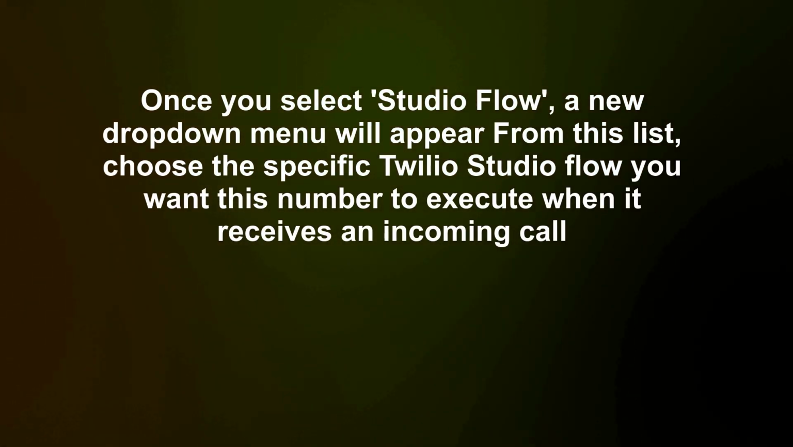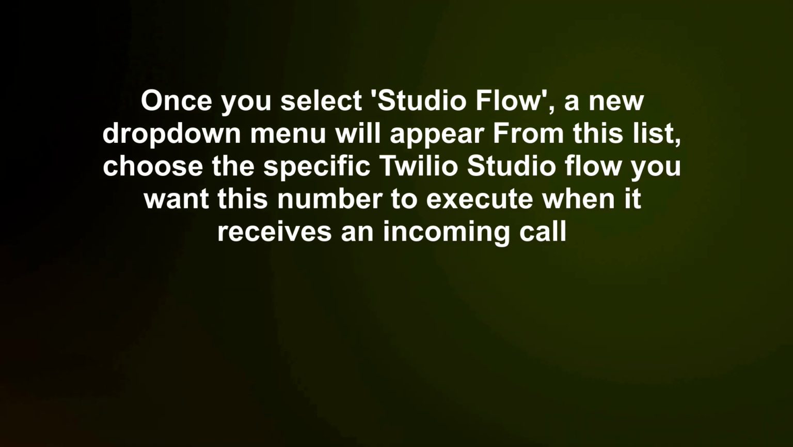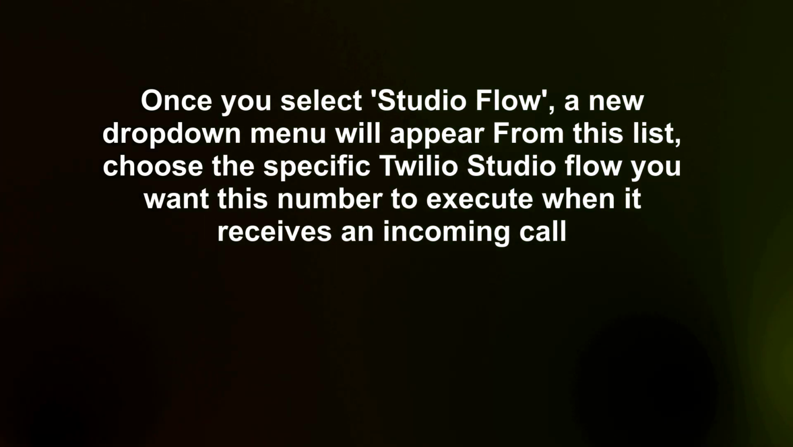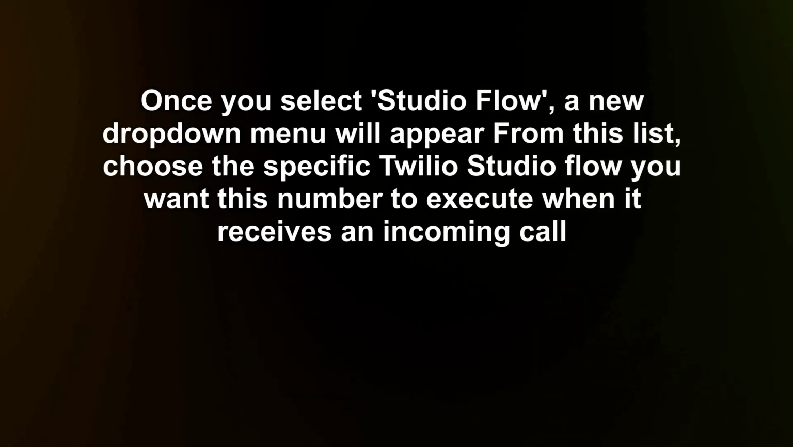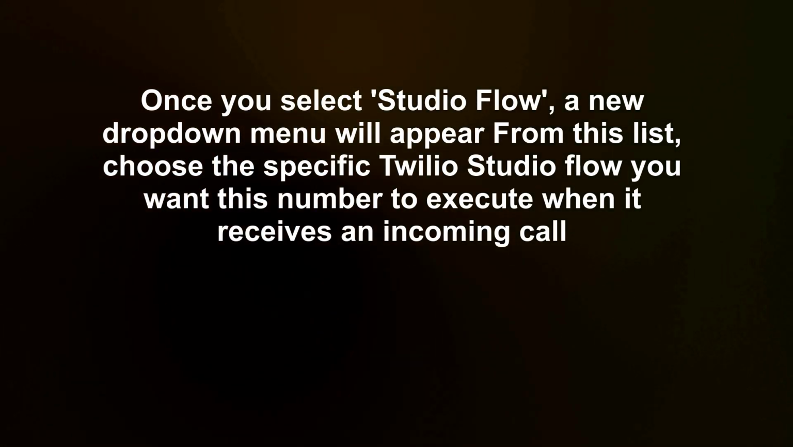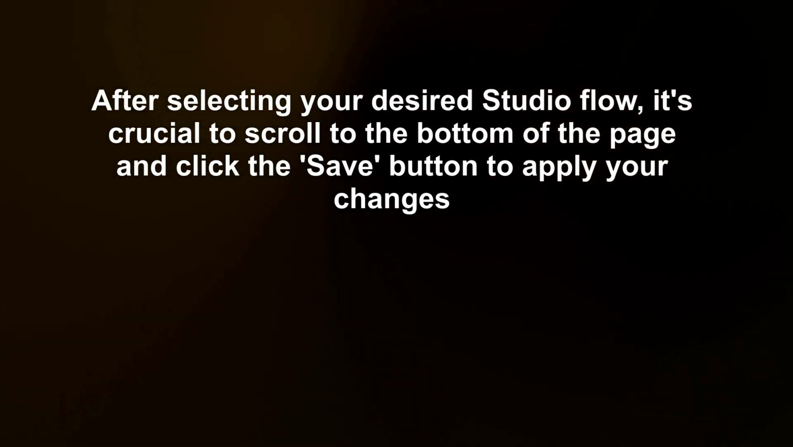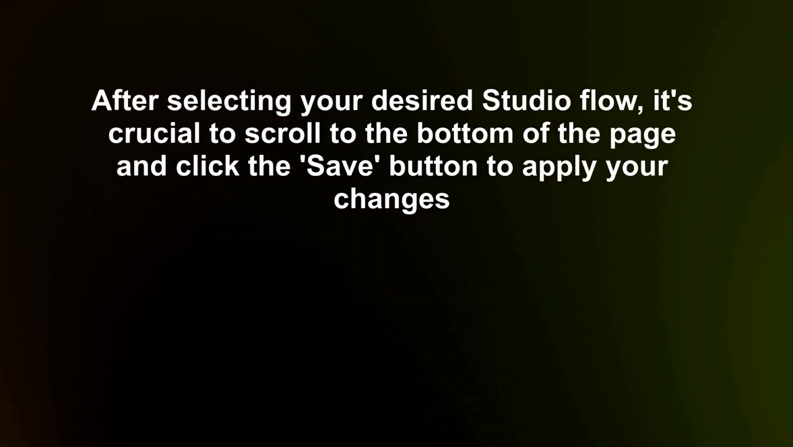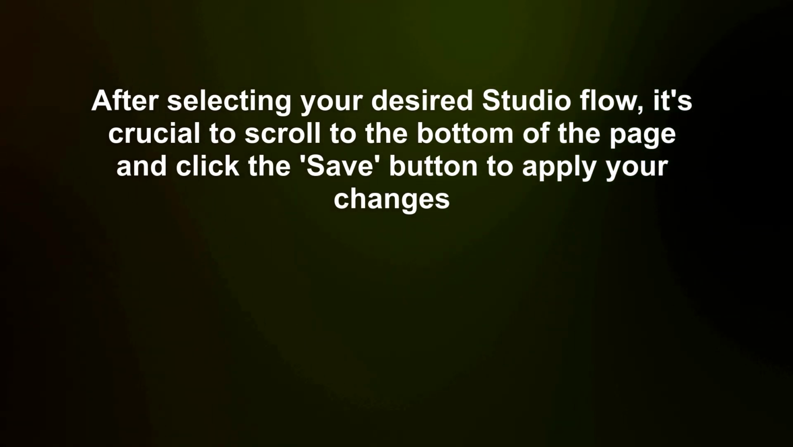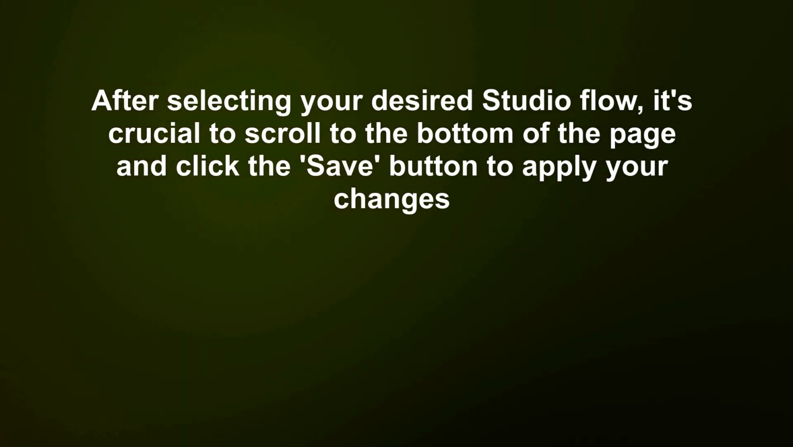Once you select Studio Flow, a new drop-down menu will appear. From this list, choose the specific Twilio Studio Flow you want this number to execute when it receives an incoming call. After selecting your desired Studio Flow, it's crucial to scroll to the bottom of the page and click the Save button to apply your changes.